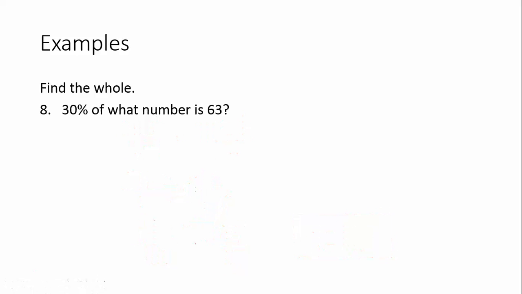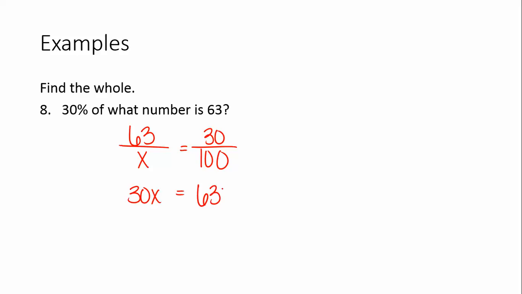Okay, let's look at another example. If you haven't tried one of these on your own, please do that now. 30% of what number is 63? So 30% of what larger number is 63? That means 63 is our part. We don't know the whole. Our percent is 30 over 100. So we have 30x equals 6,300. Divide both sides by 30. That came from cross multiplying. And we get that x equals 6,300 divided by 30, which is 210.